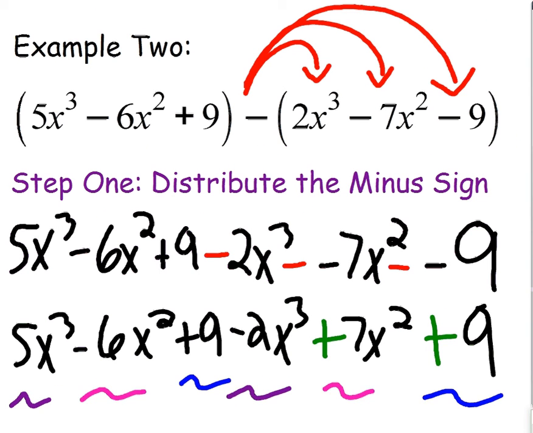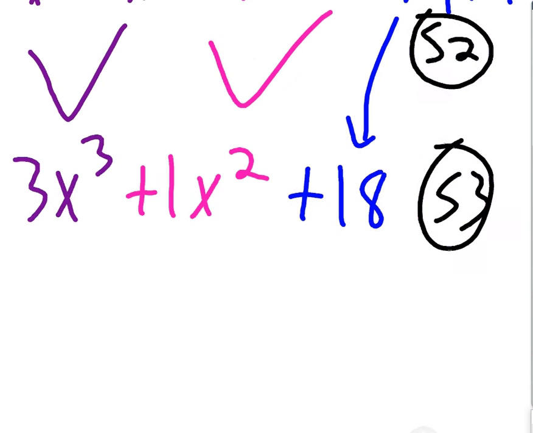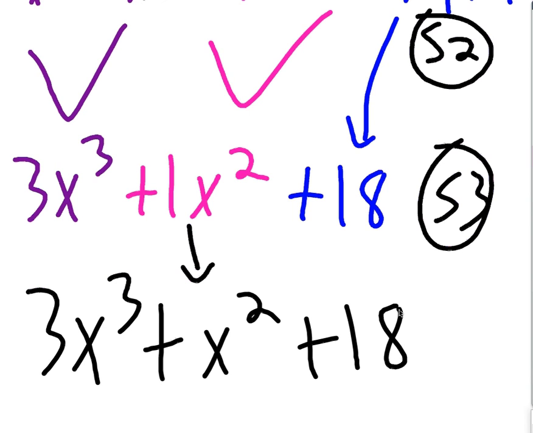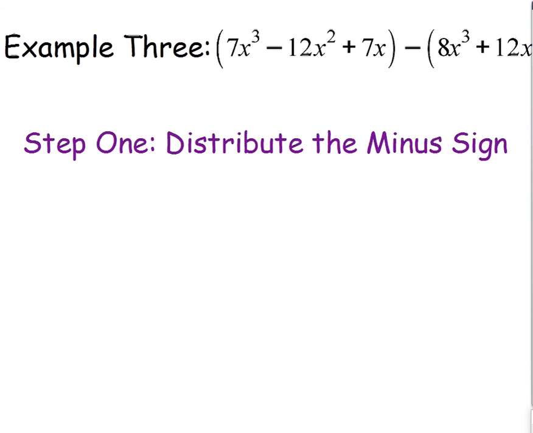Okay. And then the final step is to do what? Simplify, right? So I'm going to go ahead and, instead of plus 1x squared, I could just write plus x squared. And yes, you can do that in one step. That's fine. And now we'll finish the problem out. Example 3.